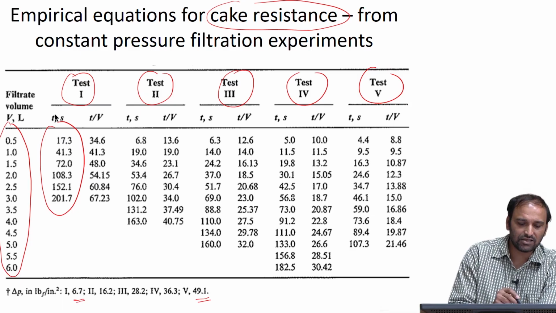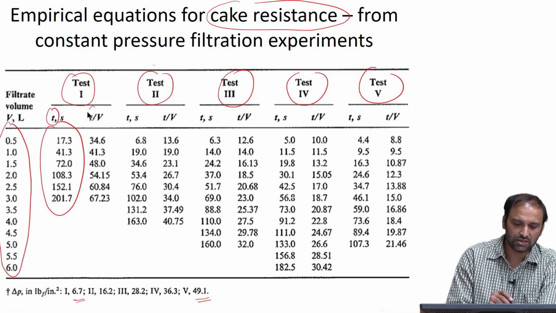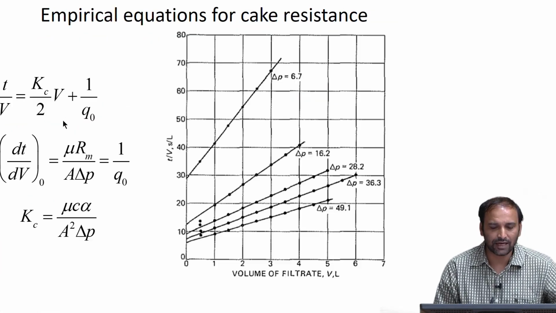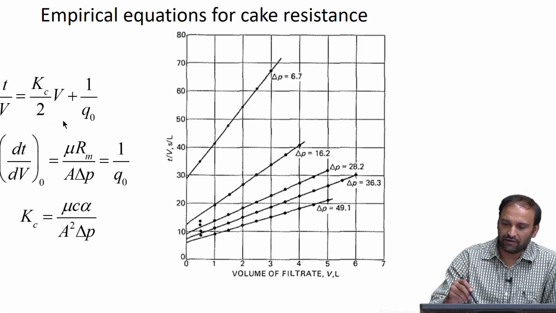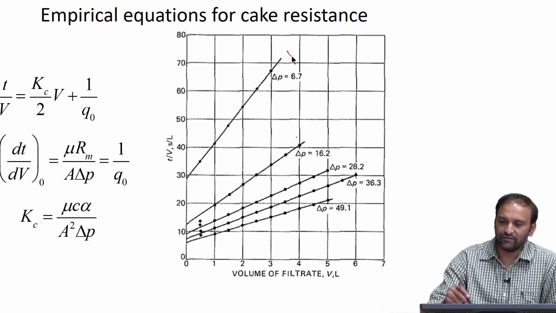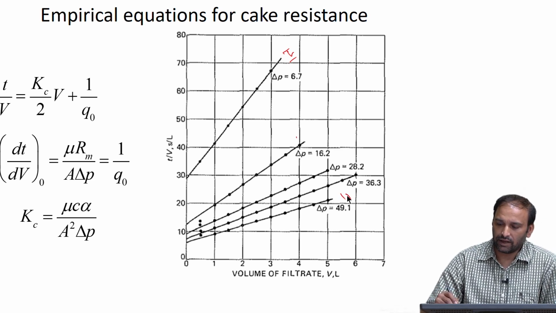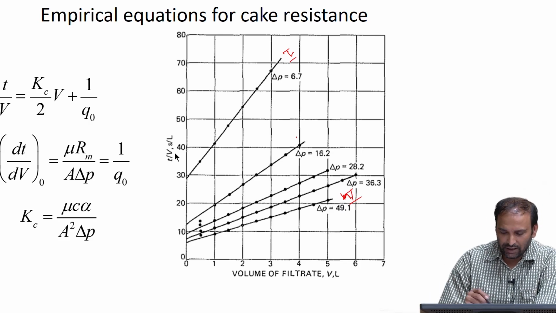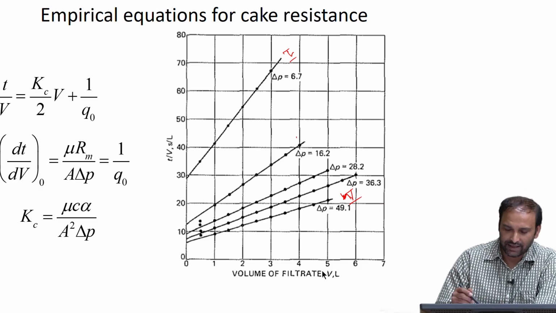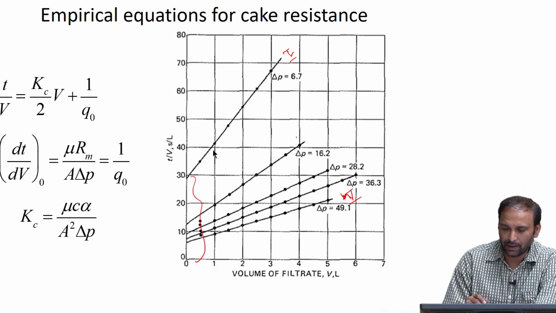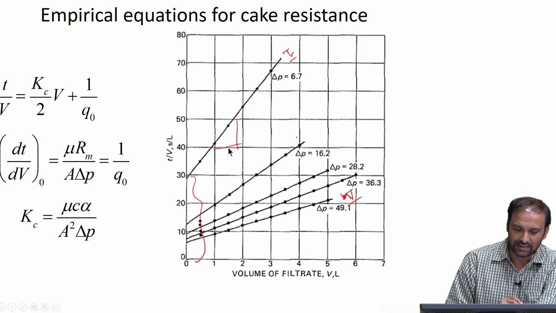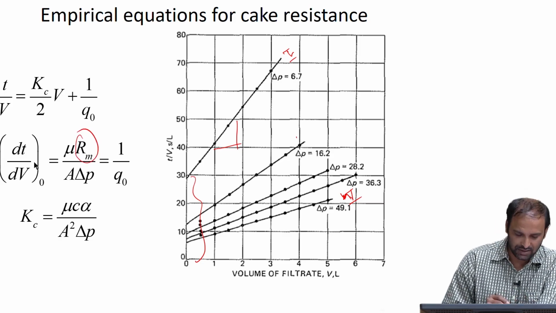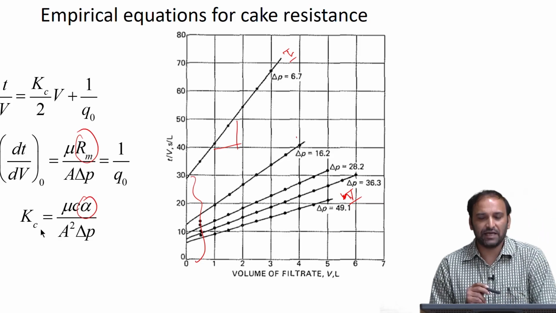Therefore, I essentially have T versus T by V data, and what I could do with this data is plot it. These are again for the 5 different trials, this is for trial 1 and this is trial 5. If you plot T by V versus V, you get a straight line with a particular slope and an intercept, and from the slope and the intercept I can calculate Rm, the filter medium resistance, and alpha, the specific cake resistance.